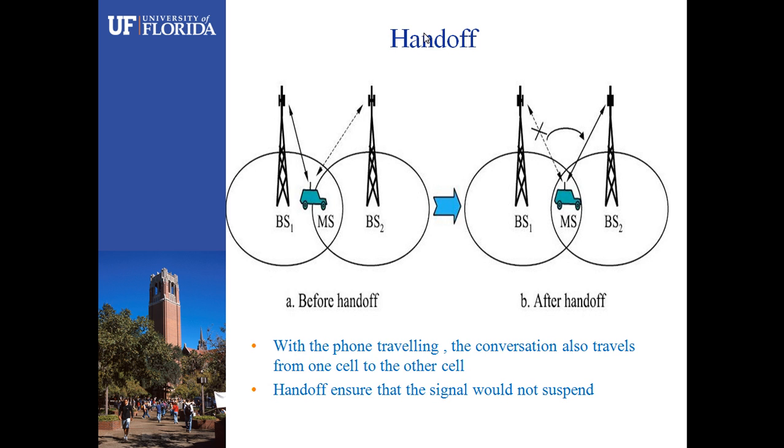This is the basic model of handoff, an important attribute of cellular communication. As it shows, with the phone traveling, which is represented by the little blue car here, the conversation also travels from one cell to the other. And this is the change of the connection. Handoff ensures that the signal will not be suspended.